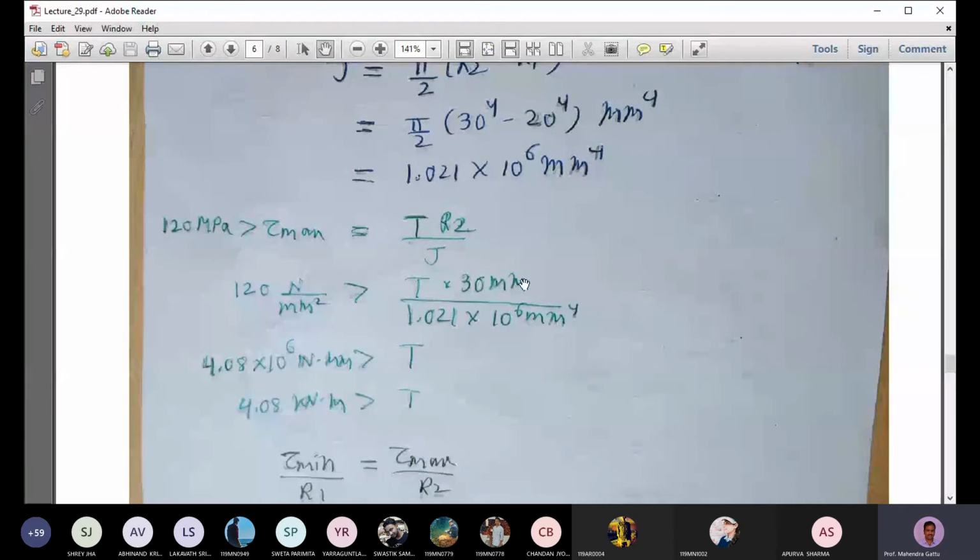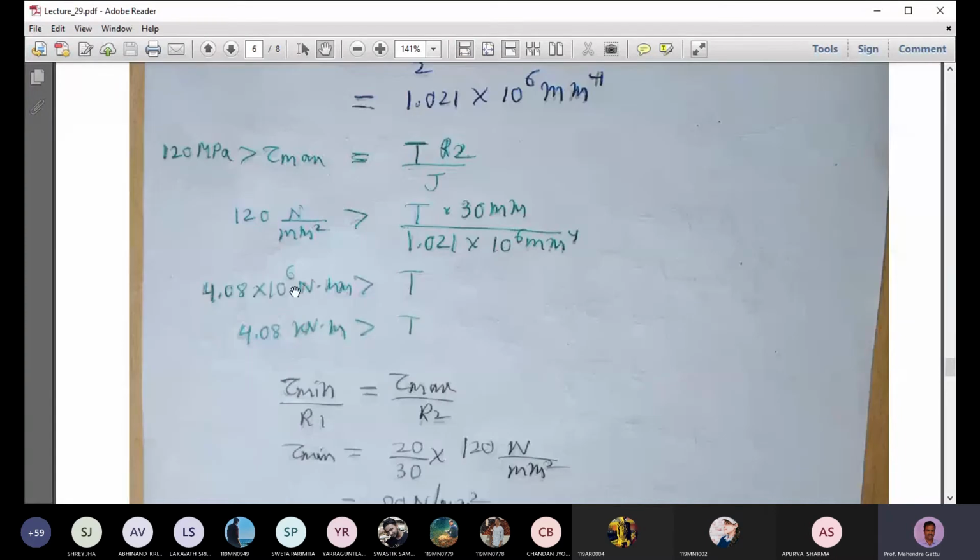So millimeter cube will become millimeter. So we will get 4.08 into 10 power 6 Newton millimeter, and that should be greater than T. So 10 power 6 Newton millimeter we can express as 1 kilonewton meter. So it is 4.08 kilonewton meter. So the maximum torque which you can apply is 4.08 kilonewton meter. If you exceed that, then the maximum shear stress will exceed 120 megapascal. So this is the limit.